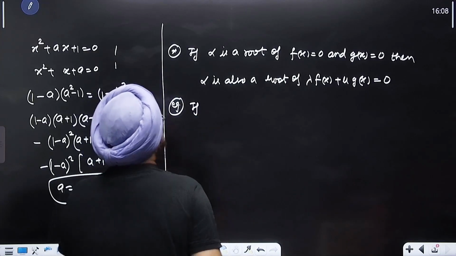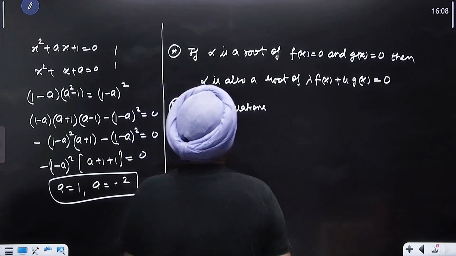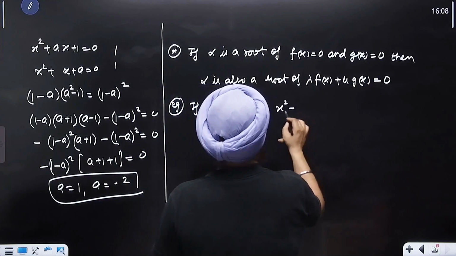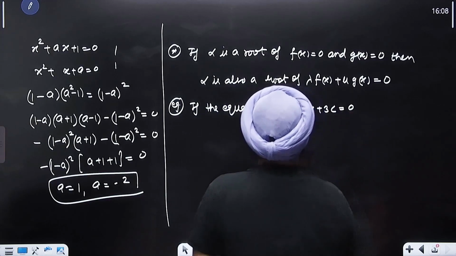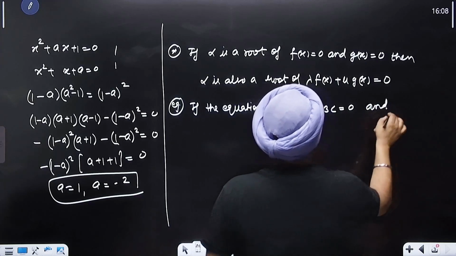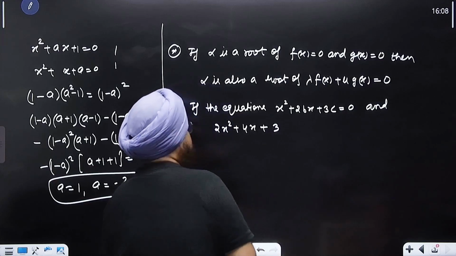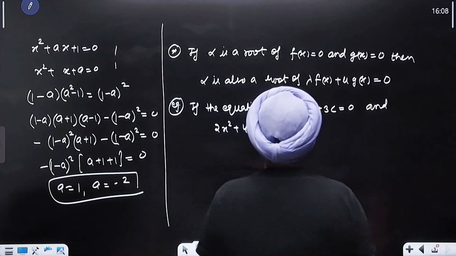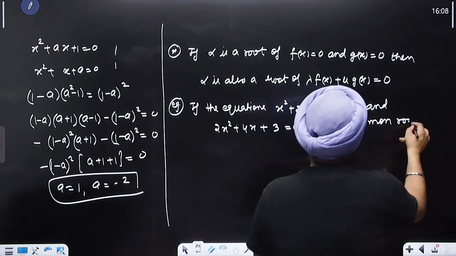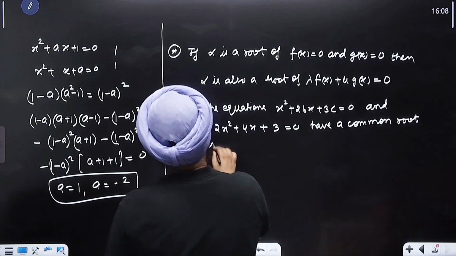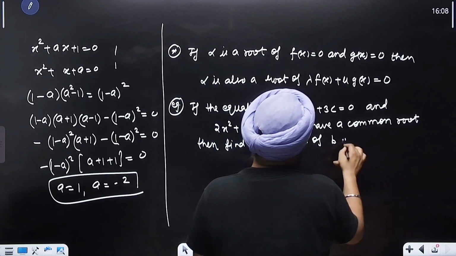Next question: if the equations x square plus 2bx plus 3c equal to 0 and 2x square plus 4x plus 3 equal to 0 have a common root, then find the value of b and c.